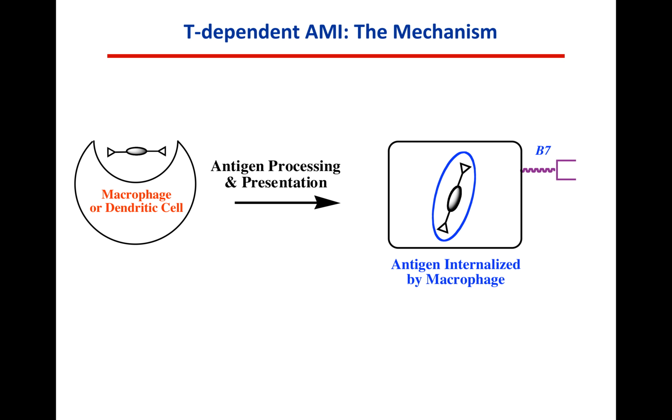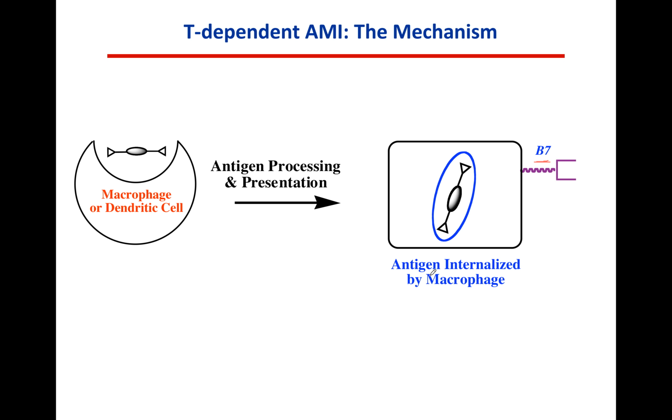The internalization process means that they form the endosomes, and within that process, the antigens are sequestered in the cell. When this happens, this process induces them to produce B7 on their surface. This is a molecule that we'll see later is important in interacting with T cells and signaling with T cells.